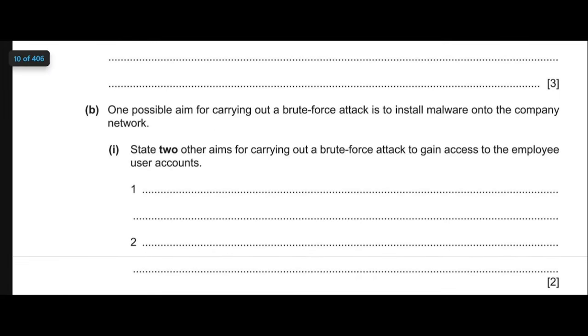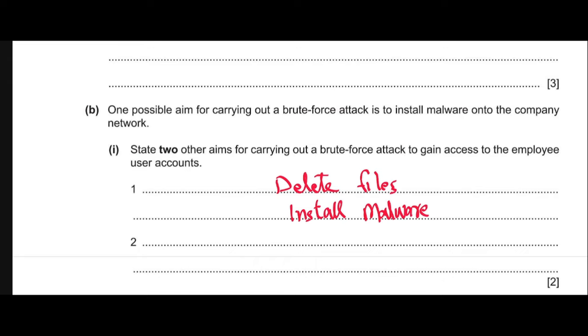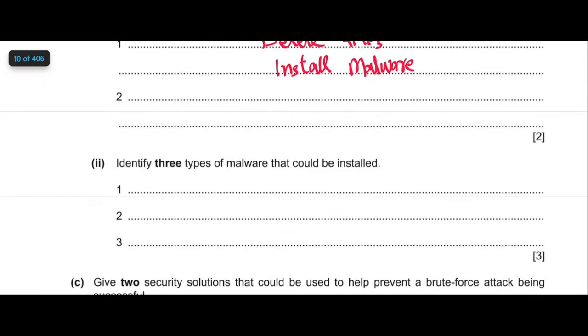One possible aim of carrying out the brute force attack is to install malware onto the company network. State two other aims for carrying out the brute force attack to gain access to employees' user accounts. So maybe you want to delete the files. Delete files, okay. Or install malware. Or just do some other things. So these are the two options, okay.